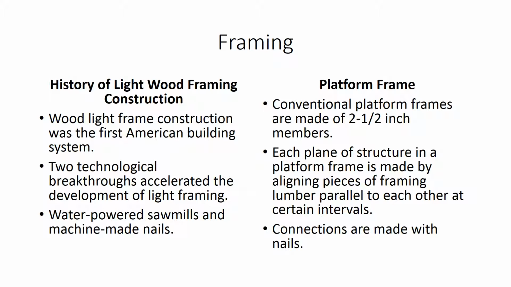Wood light frame construction was the first American building system. Two technological breakthroughs accelerated the development of light framing: water-powered sawmills and machine-made nails.